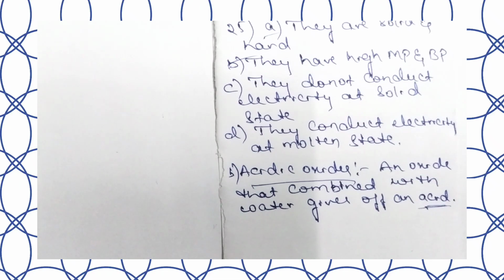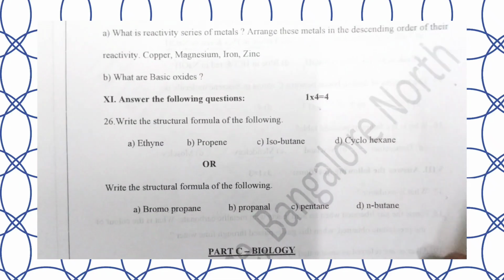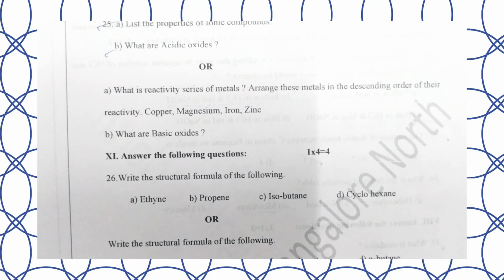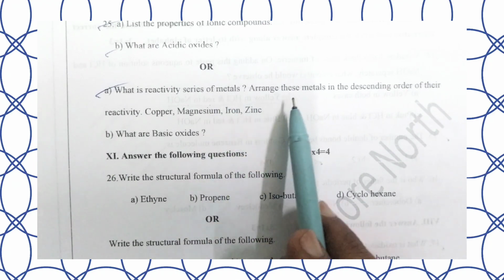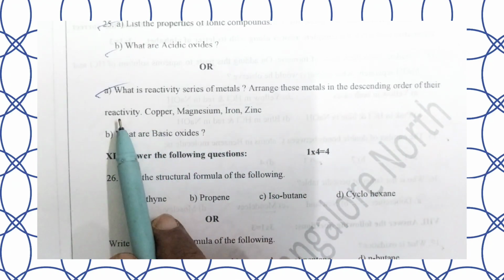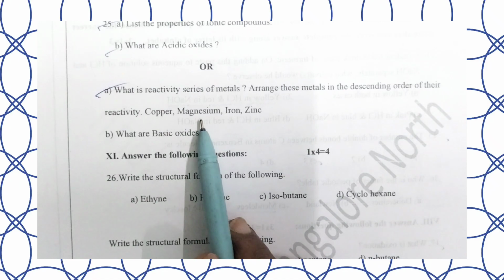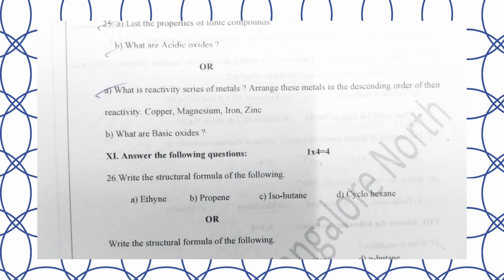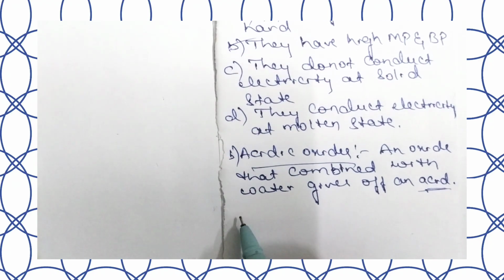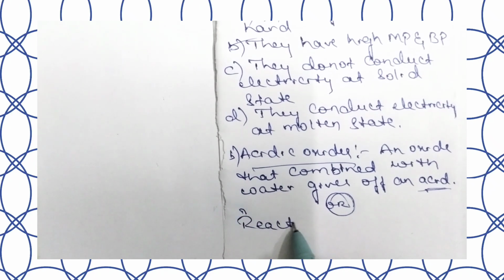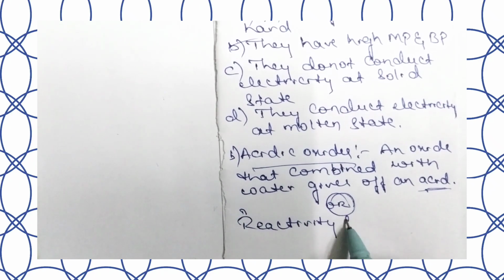Now let us move to the next question. In that one, only one internal choice question is there. What is the reactivity series of metals? Or arrange these metals in the decreasing order of their reactivity: copper, magnesium, iron, zinc. So now let us answer this question. First, let us answer what is meant by reactivity series.